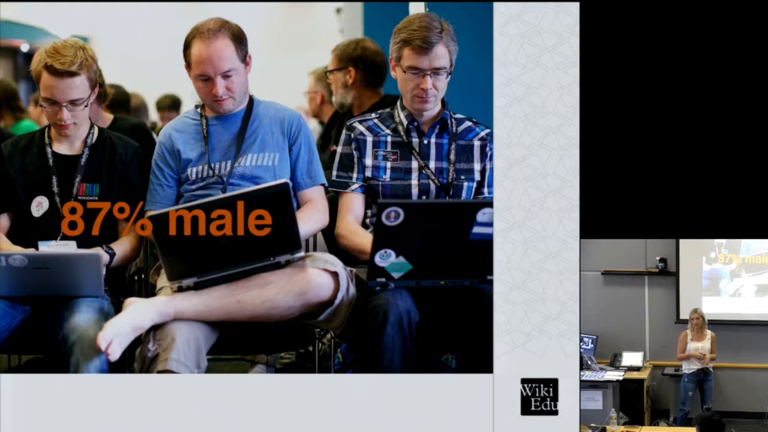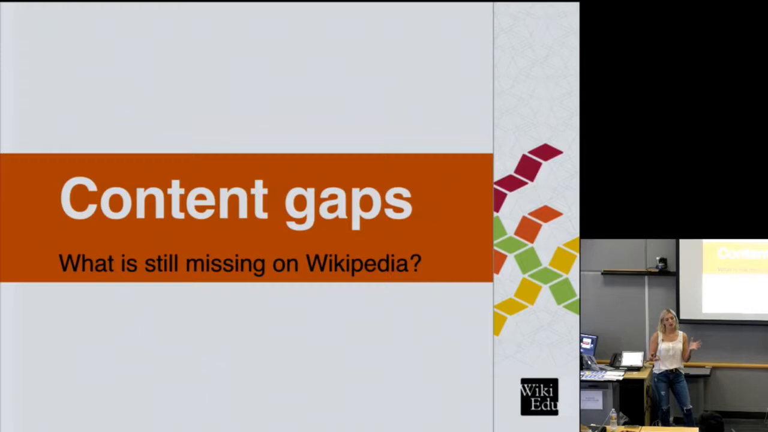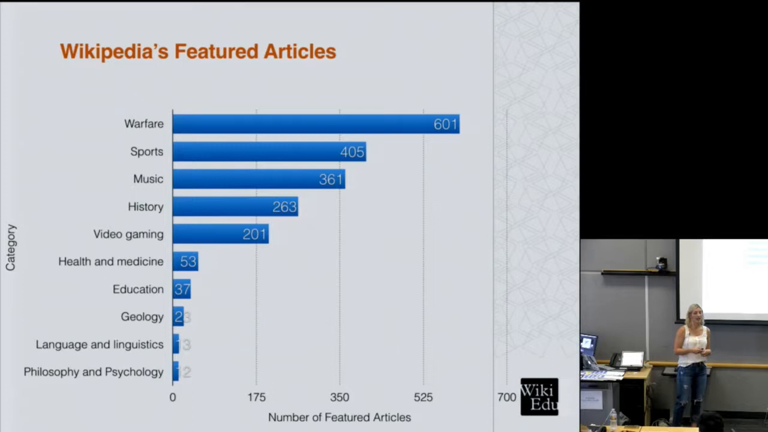But in academia, we know that anytime a homogenous population does anything, we're not capturing the whole story. What that creates in terms of the content on Wikipedia is gaps in knowledge. So most of those people edit things that they're personally passionate about. And when you look at the number of featured articles on Wikipedia, so featured articles are the best of the best. They're as close to a peer-reviewed process as we have on Wikipedia. And when you look at them by theme, what you find is that the content that is the best of the best on Wikipedia very much reflects that 87% editorship.